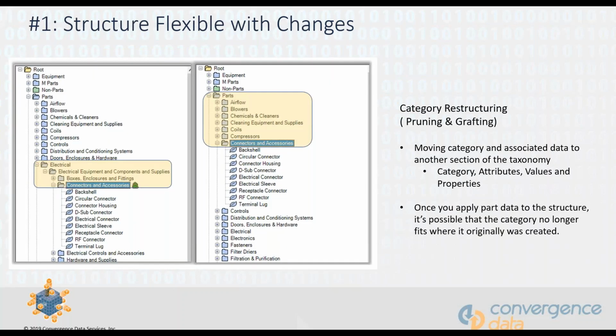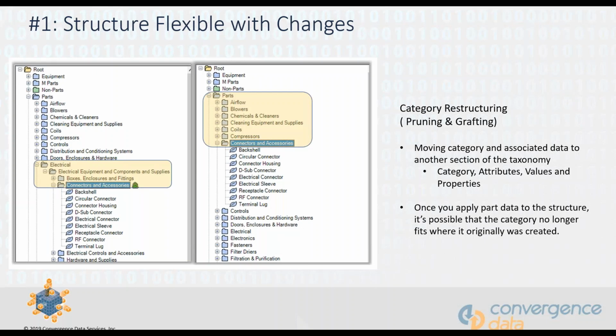So the first best practice for taxonomy will be presented by Megan, and she'll be talking about having a flexible structure so it can handle changes that may occur down the road. Thank you, Richard. Today we're going to talk about the structure flexibility with changes. We want the structure to be flexible with any changes that may occur after the initial taxonomy setup.